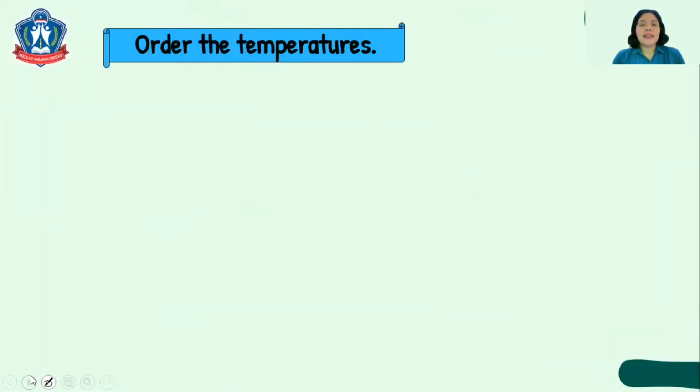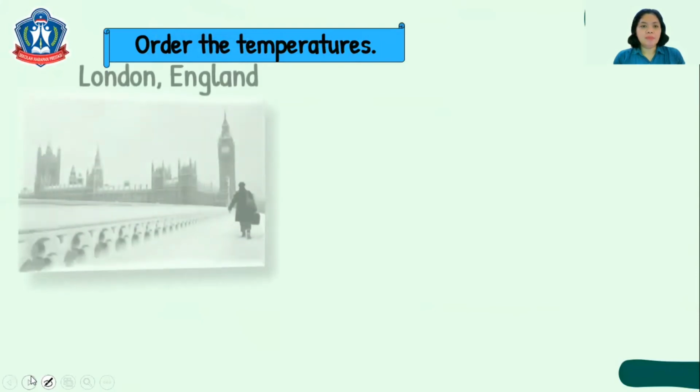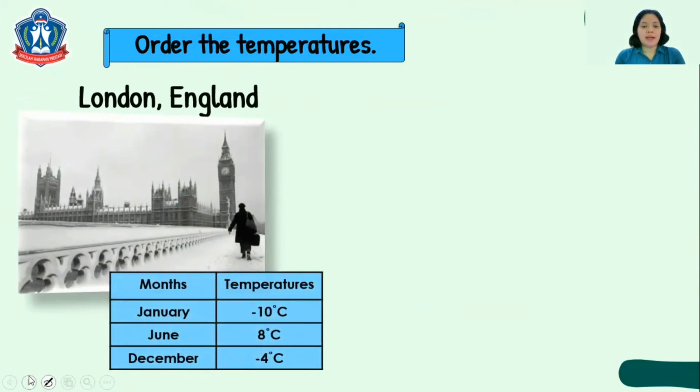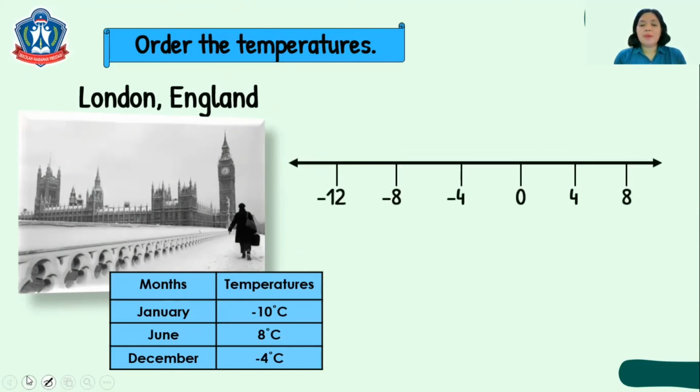Okay, let's order these temperatures. I have here different temperatures in London, England, for 3 months. In January, it is negative 10 degrees Celsius. June is 8 degrees Celsius. And December is negative 4 degrees Celsius. Take a look. If we place these 3 temperatures on a number line, negative 10 is here, we have negative 4, and we have 8 degrees Celsius.